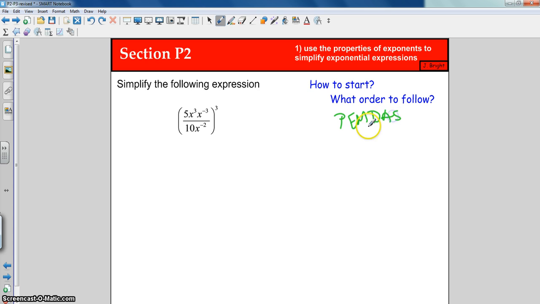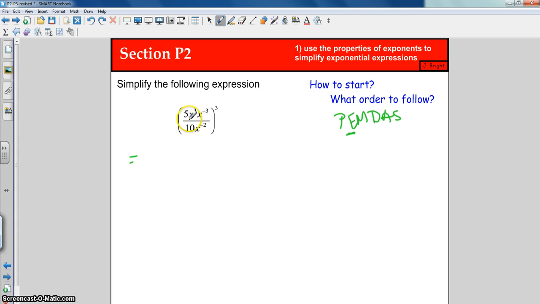Okay, so we want to first work inside parentheses, and then many times all we have to do is do exponential expressions next, because then multiplication and division we don't necessarily have in a lot of these problems. But let's go ahead and get started. So we're going to work inside the parentheses first, so take care of that stuff.